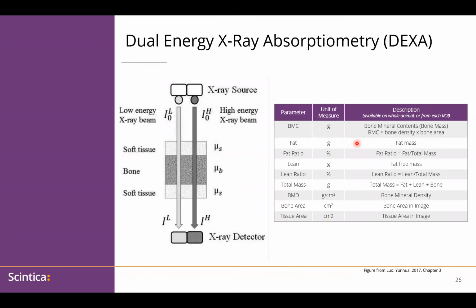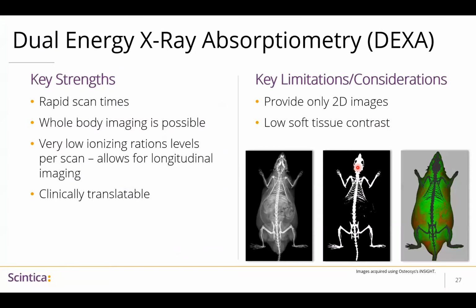We can also get measures of body composition. So looking at fat and lean mass, again, looking at changes as disease progressed, looking at metabolic disorders like obesity, diabetes, things like that, or again, in response to a specific compound that you're targeting and ensuring that it doesn't affect either the bones or the body composition when the patient takes it.